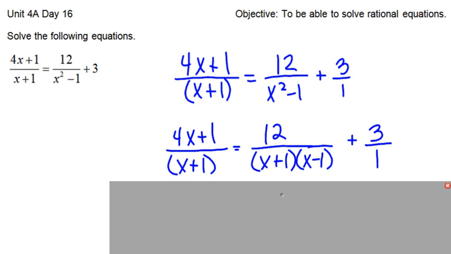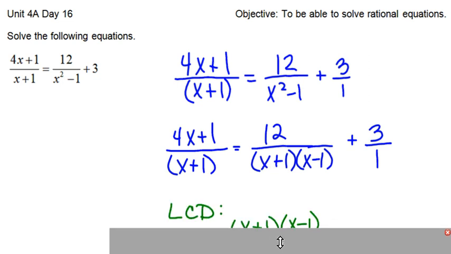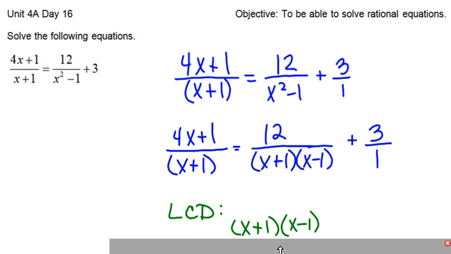So again, we have to find our lowest common denominator. So we have an x minus 1 here. That means every term would need an x minus 1. We have x plus 1. We have an x minus 1 here. That means every term needs an x minus 1. And 1 is a part of everything, so we're okay there. So it looks like our common denominator would be x plus 1, x minus 1. Therefore, we're going to multiply every term in our equation by that common denominator.